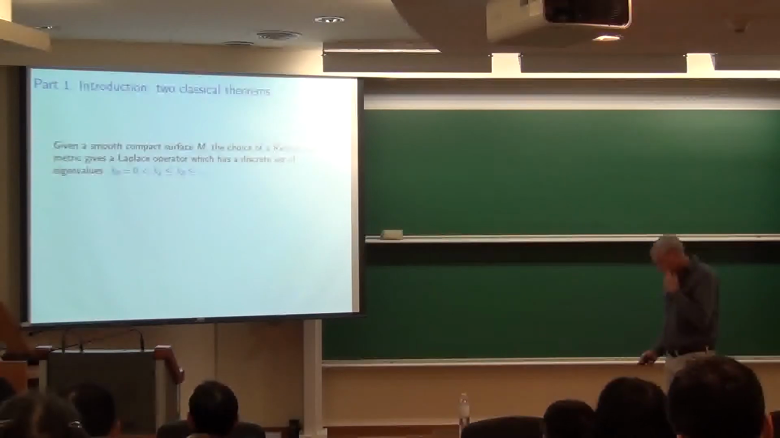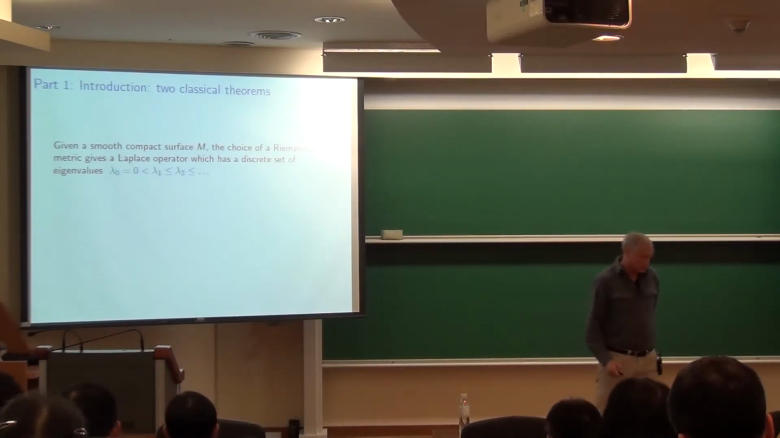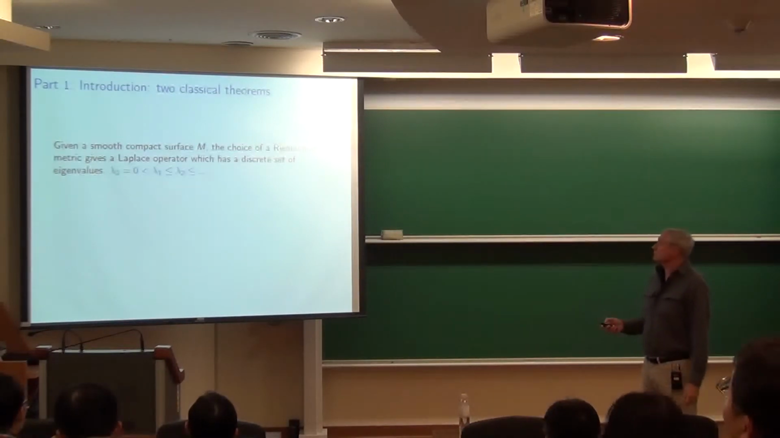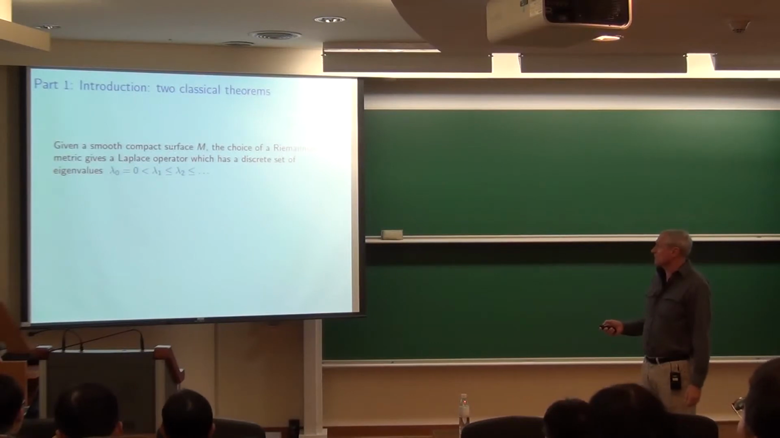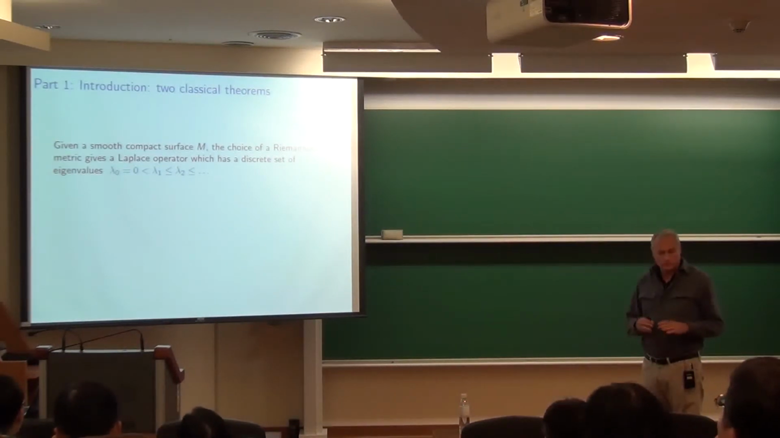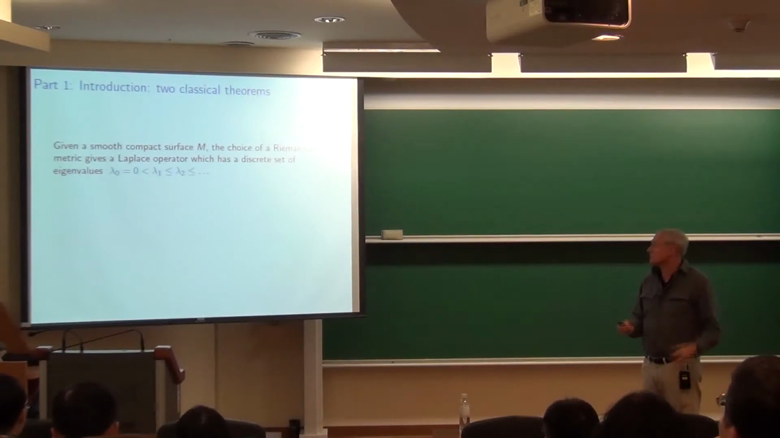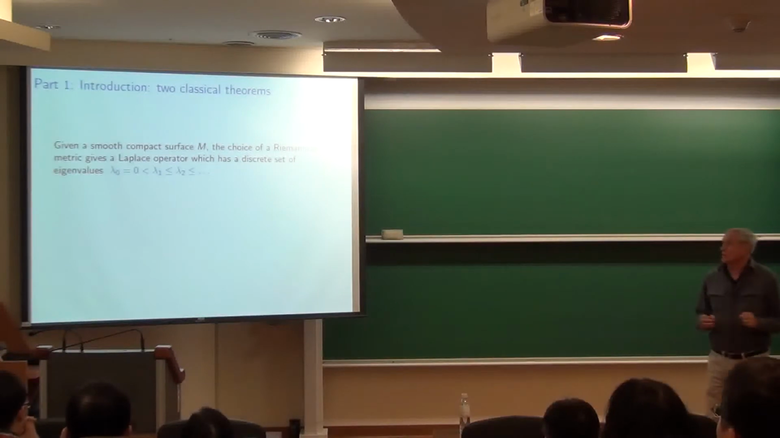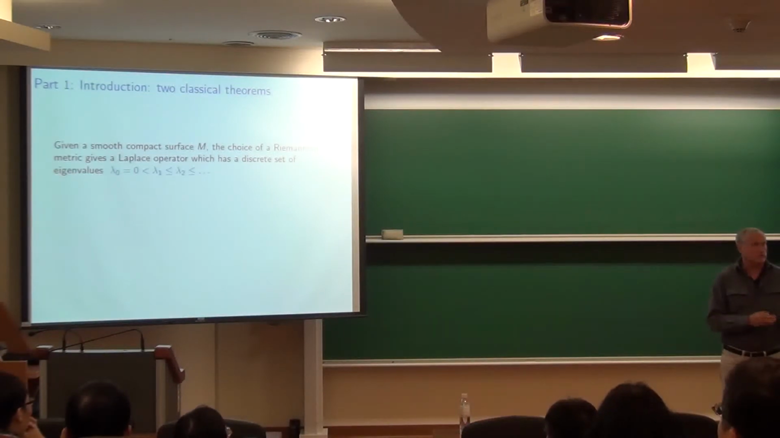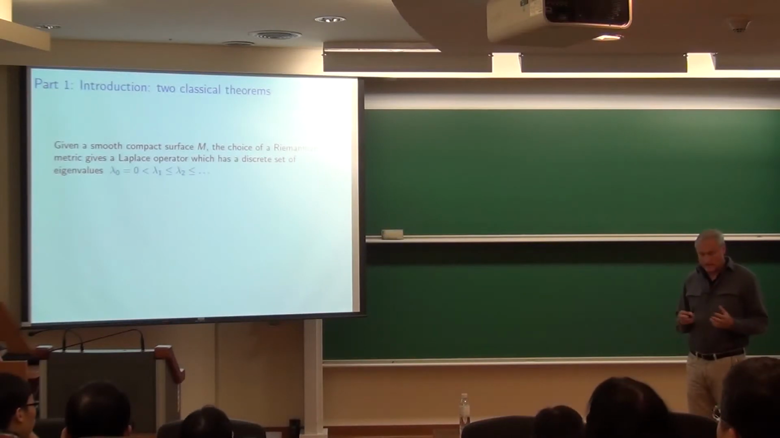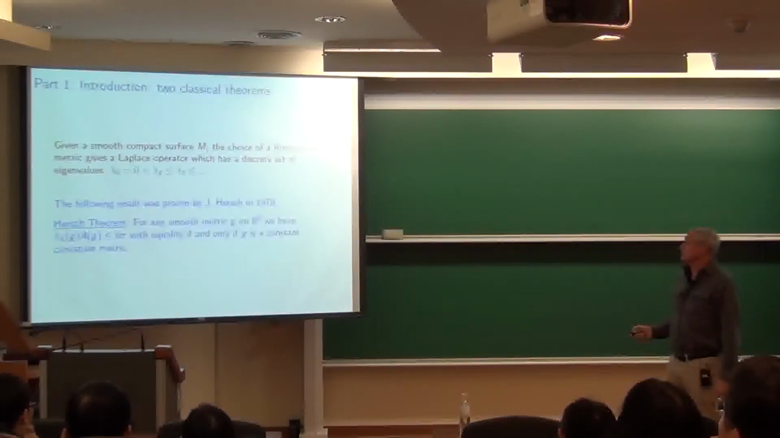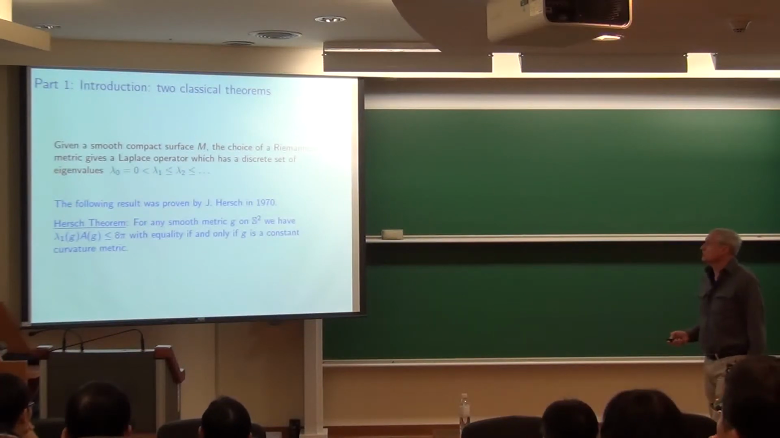Okay, so let me begin with two eigenvalue theorems, one of which is very well known in differential geometry. It's called Hersch's theorem. First of all, just to remind you, if I take a smooth, compact surface or higher-dimensional manifold, then when I choose a Riemannian metric on the manifold, I get a Laplace operator and a discrete spectrum. The eigenvalues, of course, are a function of the metric that you put on the manifold. And this is a theorem proven by Joseph Hersch in 1970.